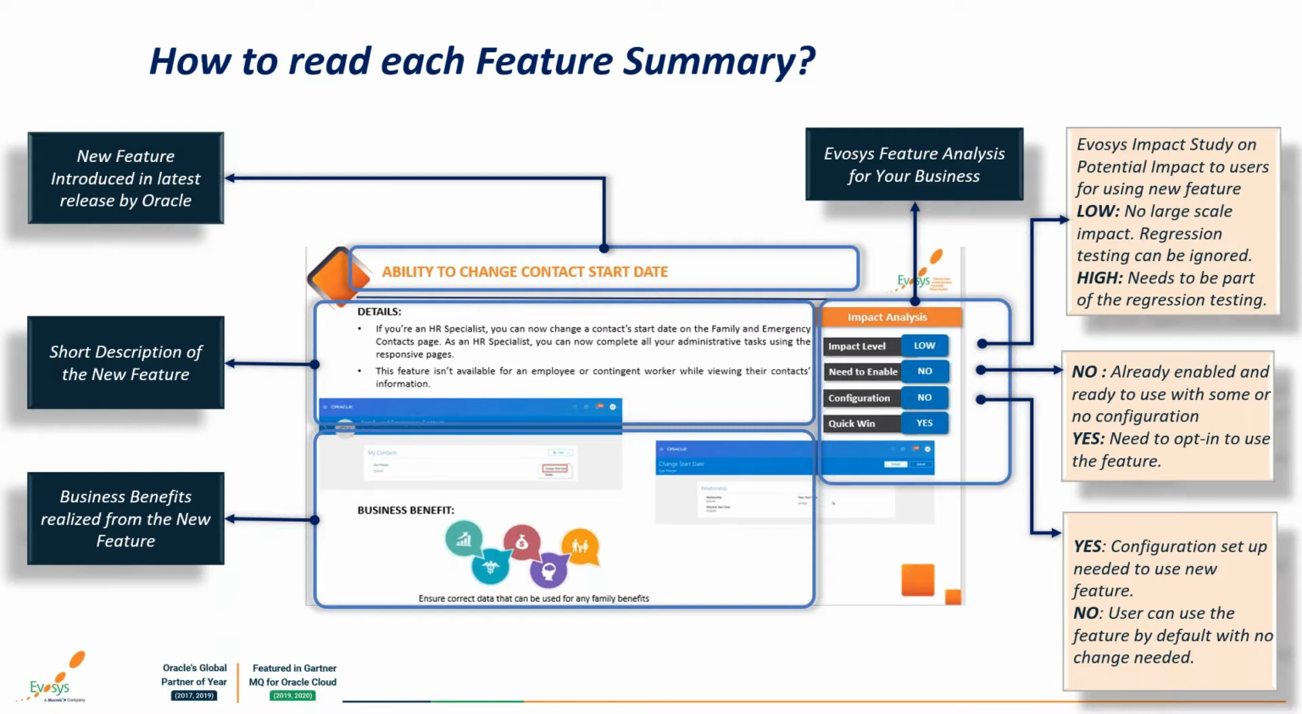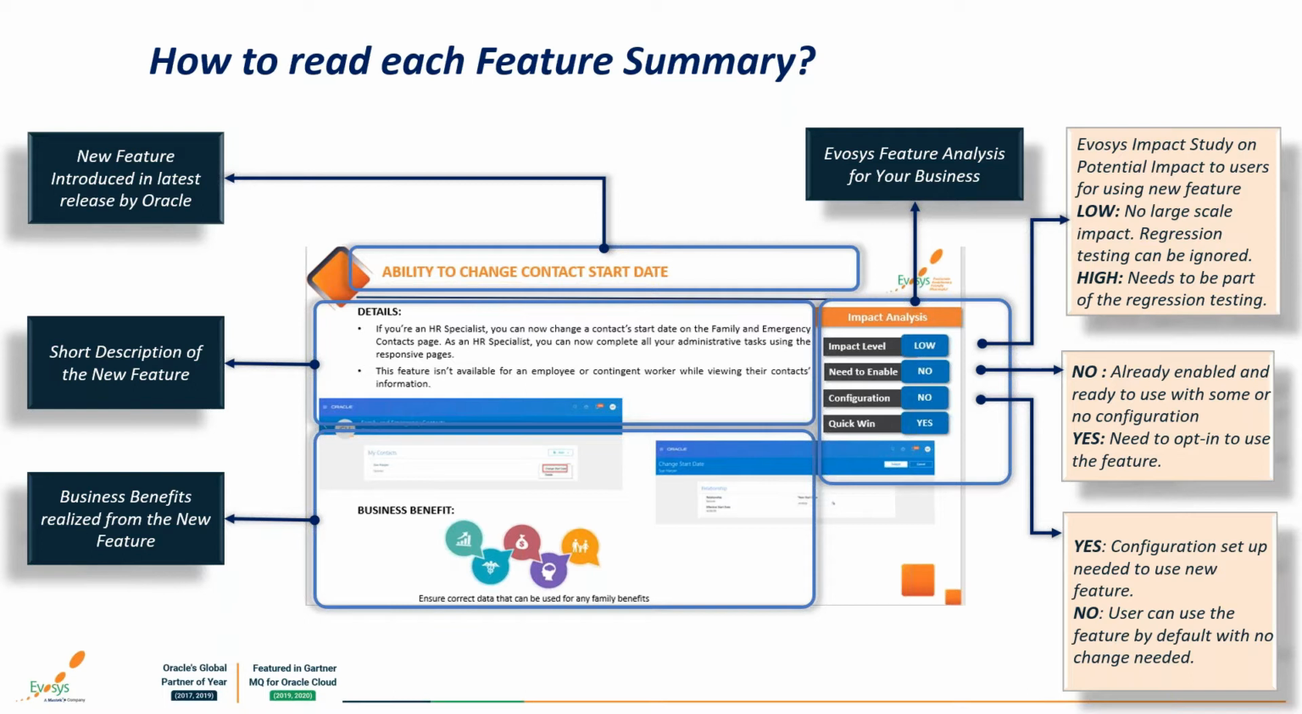We then include a high-level impact analysis on the right with 4 main areas. So there are four key areas. A low impact level would mean no large scale impact within the organization, so regression testing is not really required or can be ignored. Obviously, a high impact level would be the complete opposite.